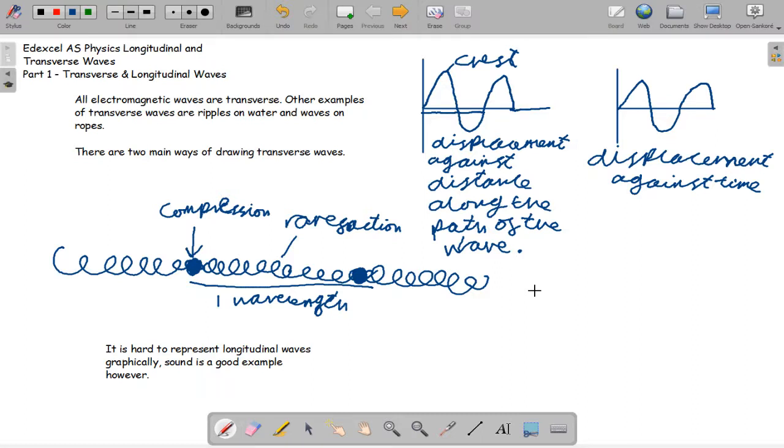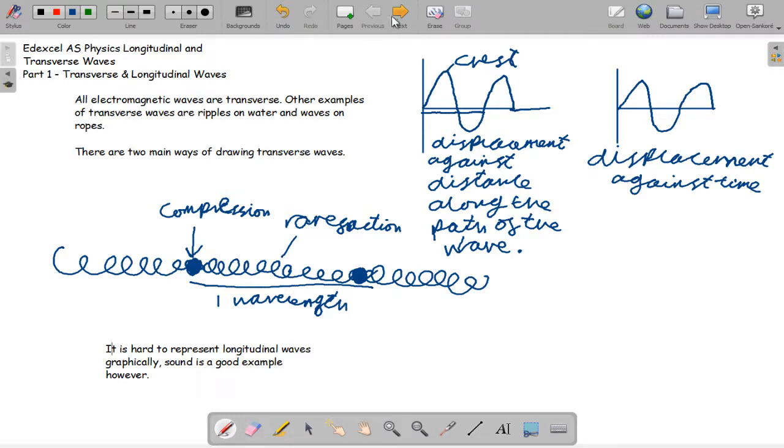One way of drawing it is having the darker areas where the springs are vibrating more than the other parts of the spring, but they're really hard to draw graphically. You can plot them as displacement against time, but they look confusing because they look like a transverse wave, so they're very hard to tell the difference between the two.